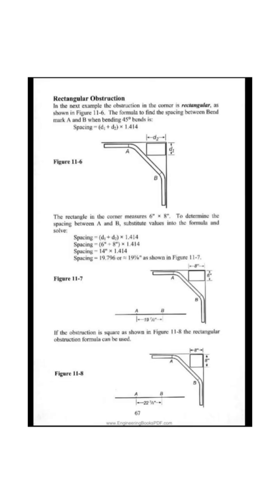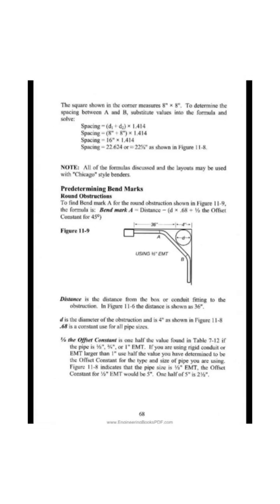If the obstruction is square as shown in figure 11-8, the rectangular obstruction formula can be used. The square shown in the corner measures 8 inches by 8. To determine the spacing between A and B, substitute values into the formula and solve. Spacing equals (8 plus 8) inches times 1.414. Spacing equals 16 inches times 1.414. Spacing equals 22.624, or 22 5/8, as shown in figure 11-8. Note: all of the formulas discussed in the layouts may be used with Chicago-style benders.